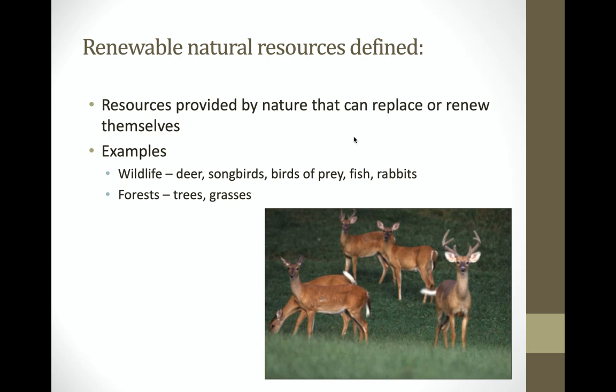So, the definition of renewable natural resources, you're looking at things that can replace themselves. Now, obviously, we're not looking at cloning, but we're talking about animals that can reproduce themselves and plants that can reproduce themselves, from the sexual reproduction of flowers and trees, and then the reproduction of animals. So, anything that can reproduce itself is a renewable natural resource.